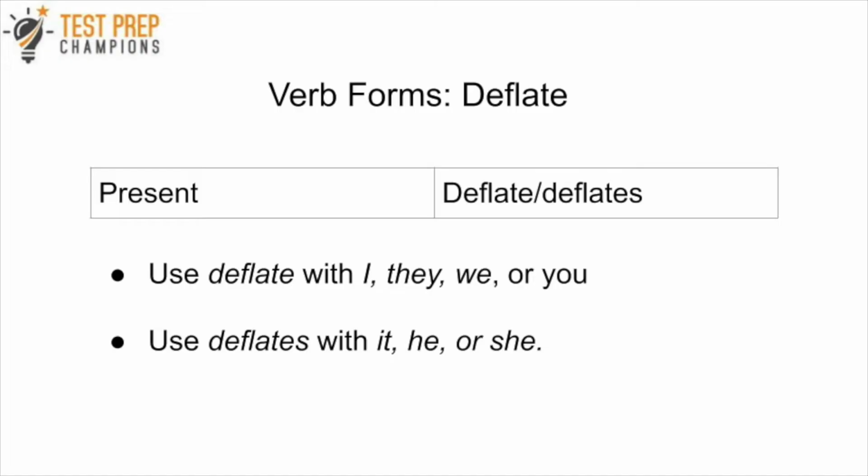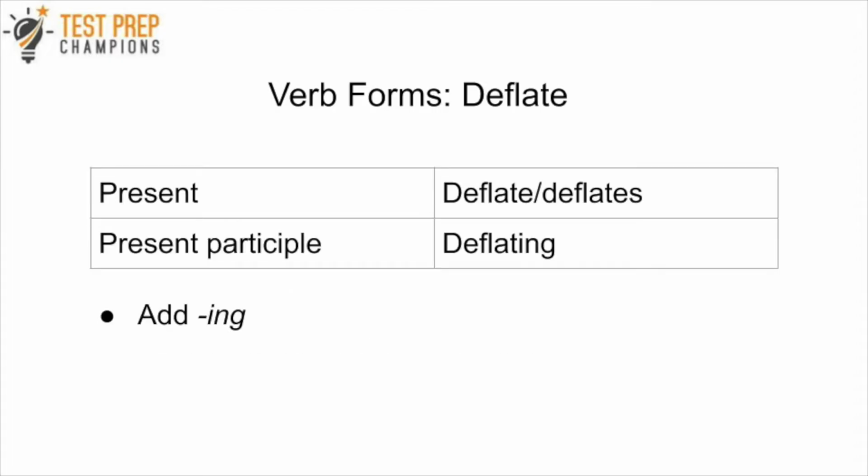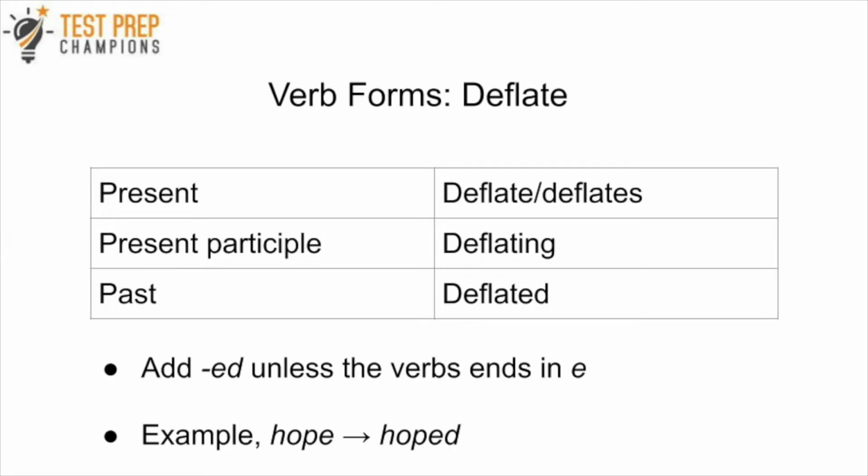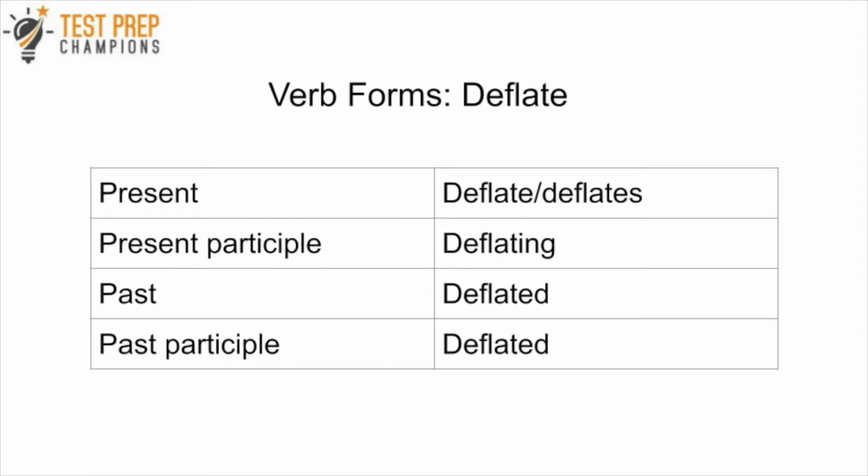Each verb has a base form, also known as a root form, and then four other forms: past, present, present participle, and past participle. Let's look at an example using the word deflate. Present form is deflate, with I, they, we, or you. For he, she, or it, we add an S and it becomes deflates. Present participle is deflating, which we get by adding ing to the base form. The past form is deflated, which we get by adding ed. Now, if the verb had ended with an e like the verb hope, we would have just added a d instead. Lastly, for the past participle, we just add ed to get deflated. However, again, if the verb ended with an e, we would have just added a d.